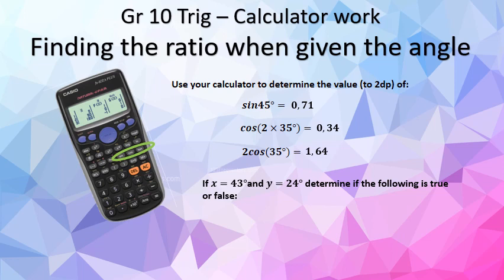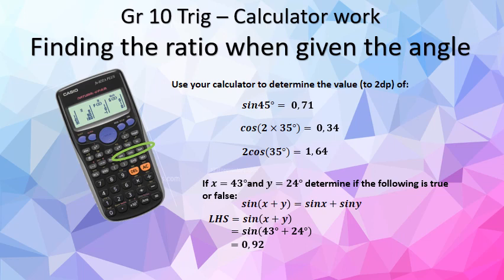Right, if x is 43 and y is 24 degrees, determine if the following is true or false. So we need to check if this equation, sine of x plus y, is equal to sine of x plus sine of y. Can we distribute that sine into a pair of brackets? Well, let's check the left-hand side, LHS, of this equation. That is sine of x plus y. But we've been told that x is 43 and y is 24. So when you whip out your calculator, you press sine, enter in the brackets 43 plus 24, close the brackets, press equal, and you will get 0.92 as the value.